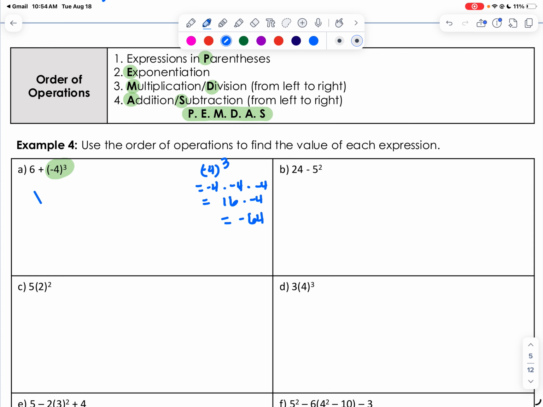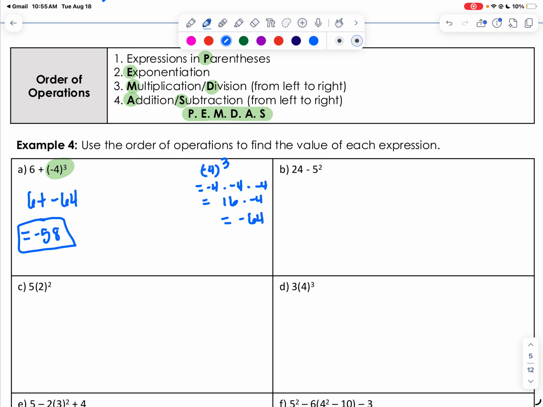So this would be 6 plus negative 64. Now remember from our integer rules, if we have different signs, we must subtract and use the sign of the larger. So 64 minus 6 would be 58. And then because the 64 is larger, our sign is negative 58. So 6 plus negative 64 is negative 58, excuse me.